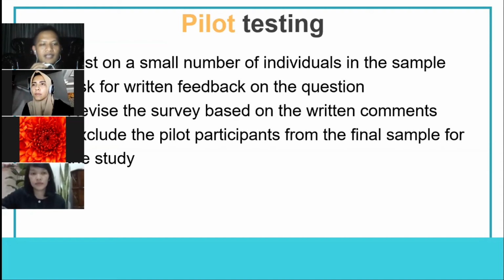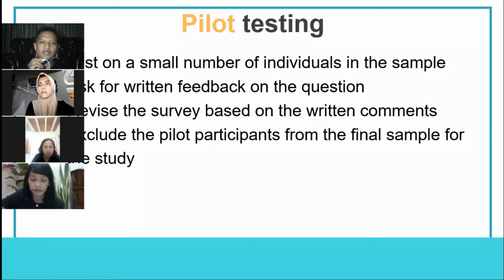The next is to exclude the pilot participants from the final sample for the study. Of course, the respondents that we have chosen as the small number of individuals for, let's say, the pre-test, to get the validity and so on, we should exclude from the sample, and then we need to find new ones from the population.